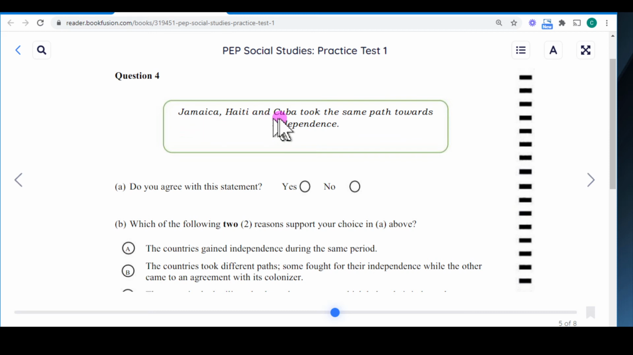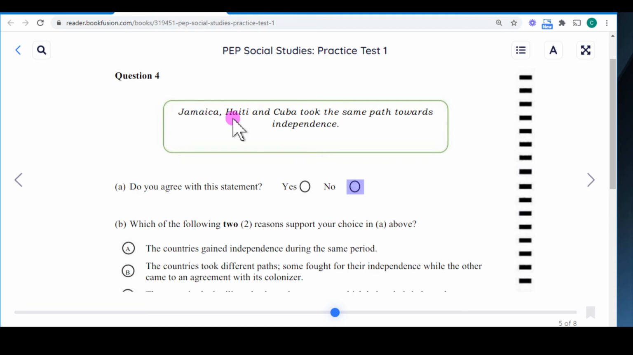Jamaica, Haiti, and Cuba took the same path towards independence. Do you agree with this statement? No. Why no? All right. Haiti had a revolution. Cuba had a revolution. But Jamaica had a negotiation with regards to its independence.